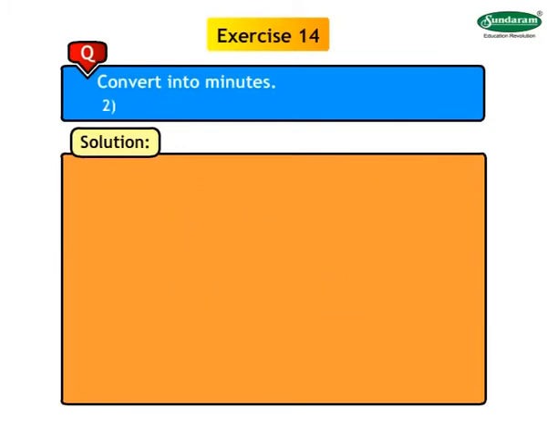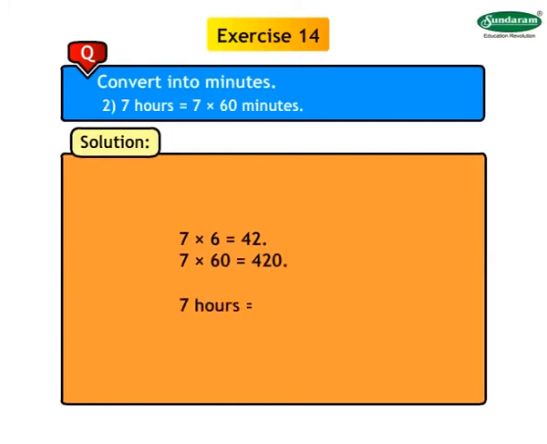2. 7 hours is equal to 7 into 60 minutes. Solution. 7 into 6 is equal to 42. Placing 0 of 60 next to the product 42, we get 7 into 60 is equal to 420. Thus, 7 hours is equal to 420 minutes.